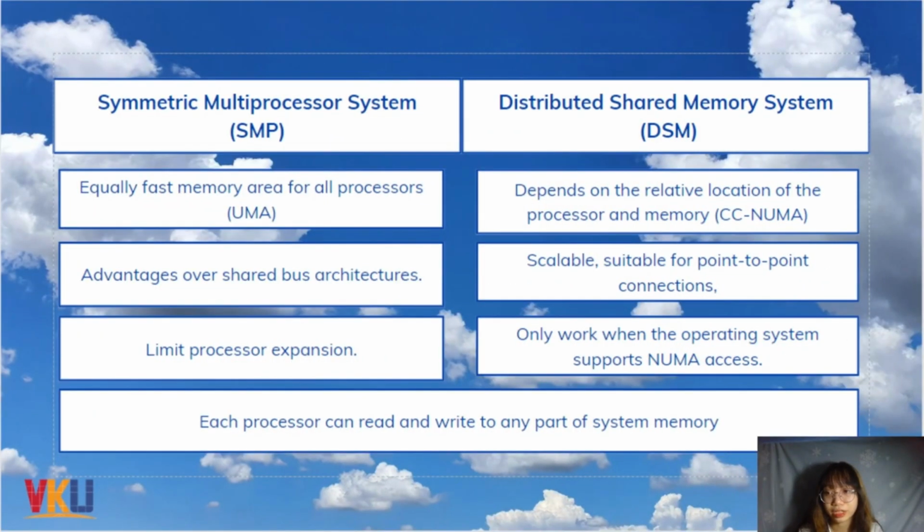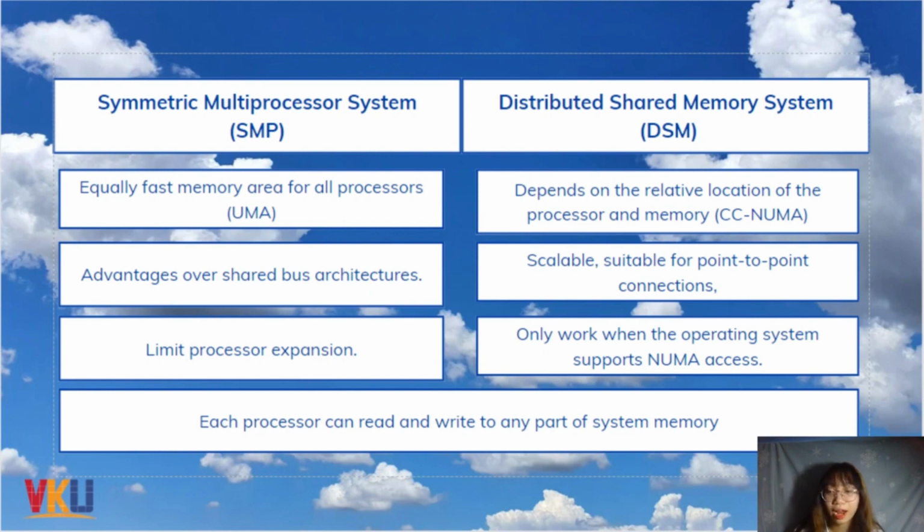In both types of organizations, each processor can reach and write to any part of the system memory. However, the SMP system usually has an equally fast memory area for all the processors, also known as Uniform Memory Access, the UMA. On the contrary, the DSM system has many memory areas, and the latency in memory access operations depends on the relative locations of the processor and the memory. They call this cache coherent non-uniform memory access.